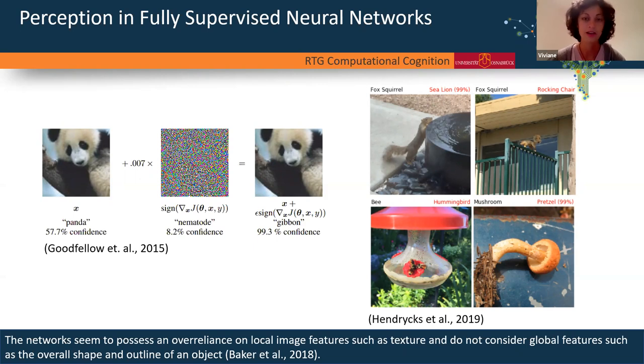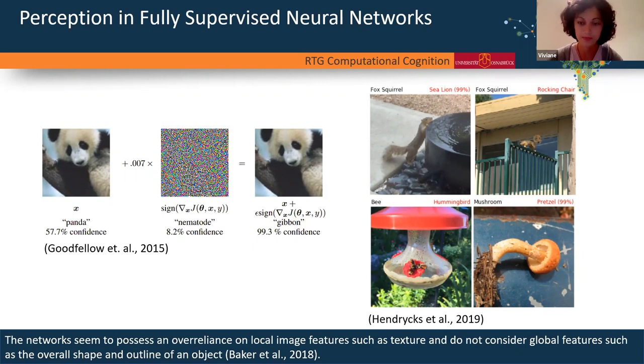which is a mistake that a human would never make. And you can also see a similar effect with natural images that you didn't add any noise to, but that just have some low-level properties that trick the network. For example, the image of the squirrel that's misclassified as a sea lion, because the texture of this water fountain looks a bit like the texture of a sea lion's skin, but the shape is totally different. So a human would never think that there's a sea lion in this picture. Same with the picture next to it where the squirrel is classified as a rocking chair. Or just some background info, like the bees that are classified as hummingbirds just because they are sitting on a hummingbird feeder.